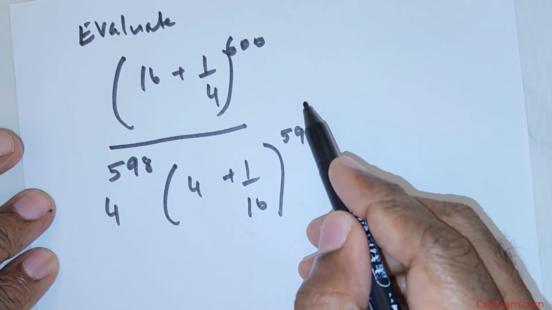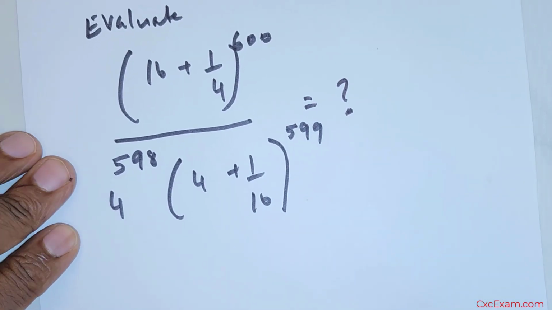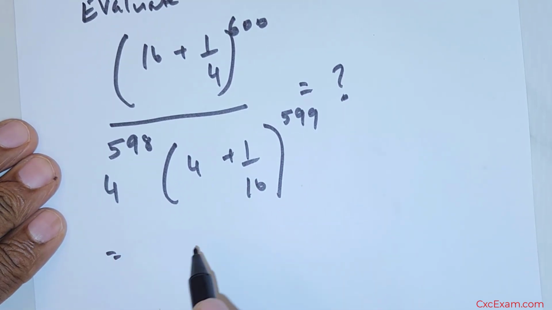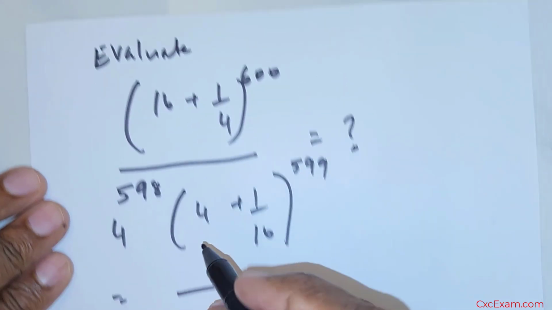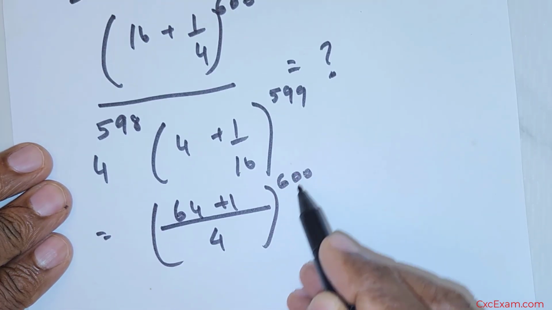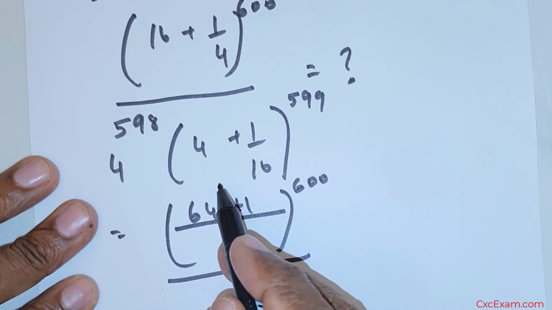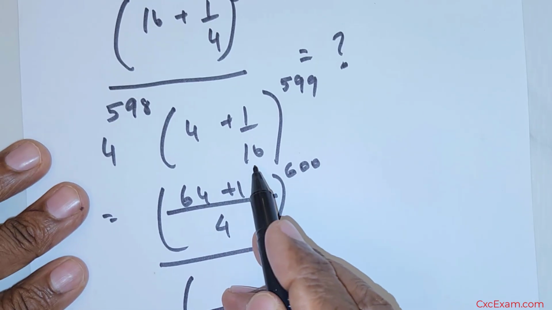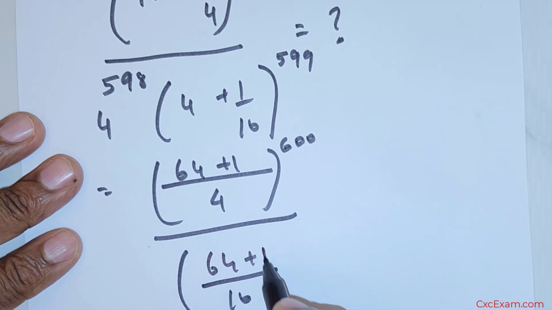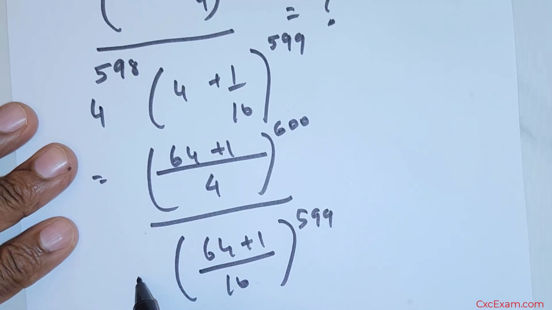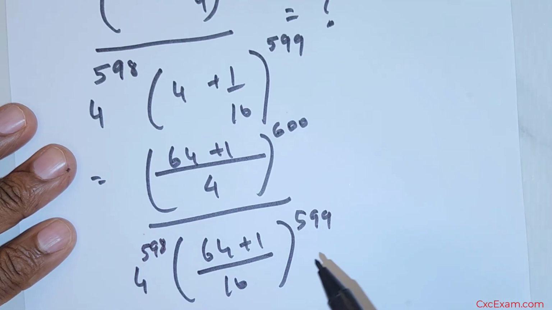Now we have this question, we are expected to evaluate this. So foremost you take 4 to be the LCM, and that would give you 4 times 16, that's 64, added with 1 raised to the power of 600 divided by, again you take the LCM, so that's going to be 16 multiplied by 4 is 64 added with 1 raised to the power of 599. Already there is a 4 raised to the power of 598.